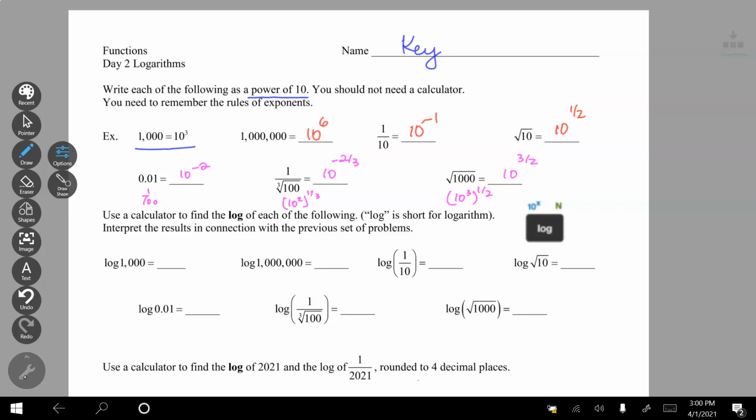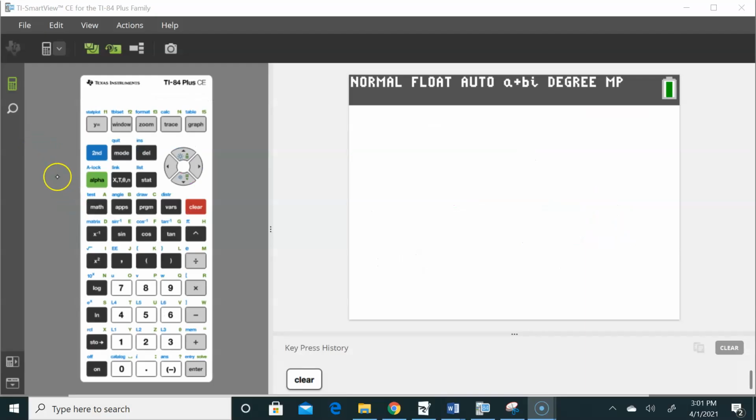Well, now we're going to talk about something new today called log. You've dealt with logs before when you were in Algebra 2, and it is a special key in your calculator. If you look on the left side of your calculator, you will see this very special key. It is under the x squared key. As you see, right over here is x squared, and right underneath it is that log key. This is the key we're going to be using right now.